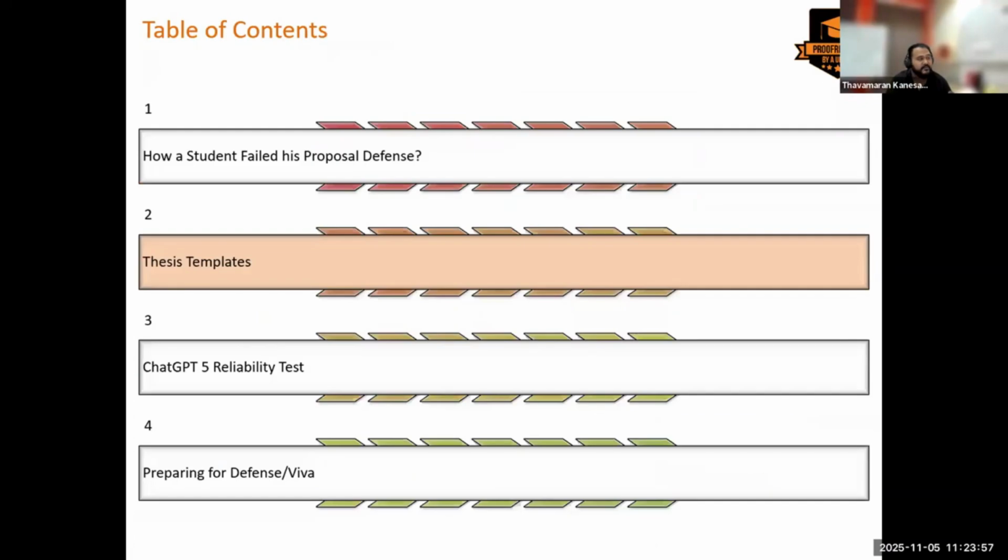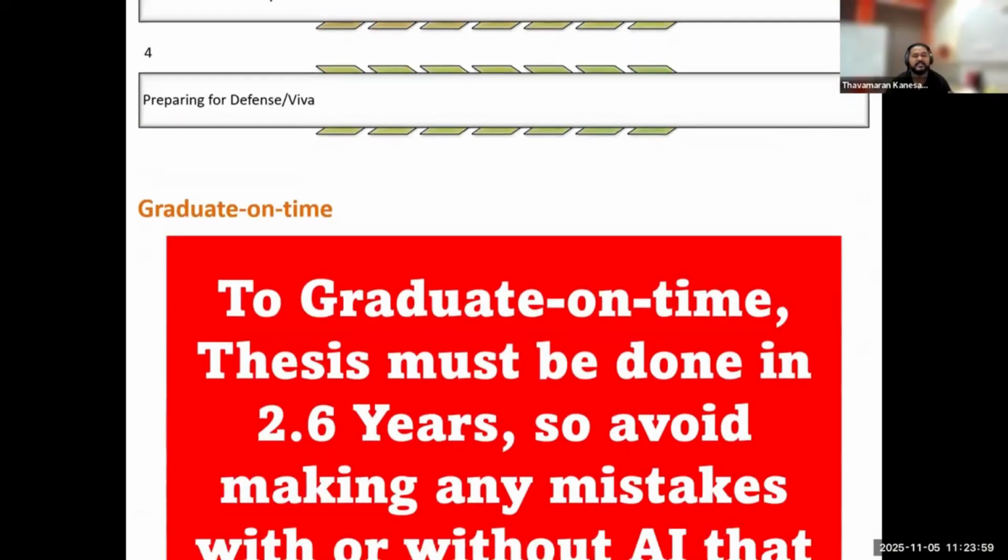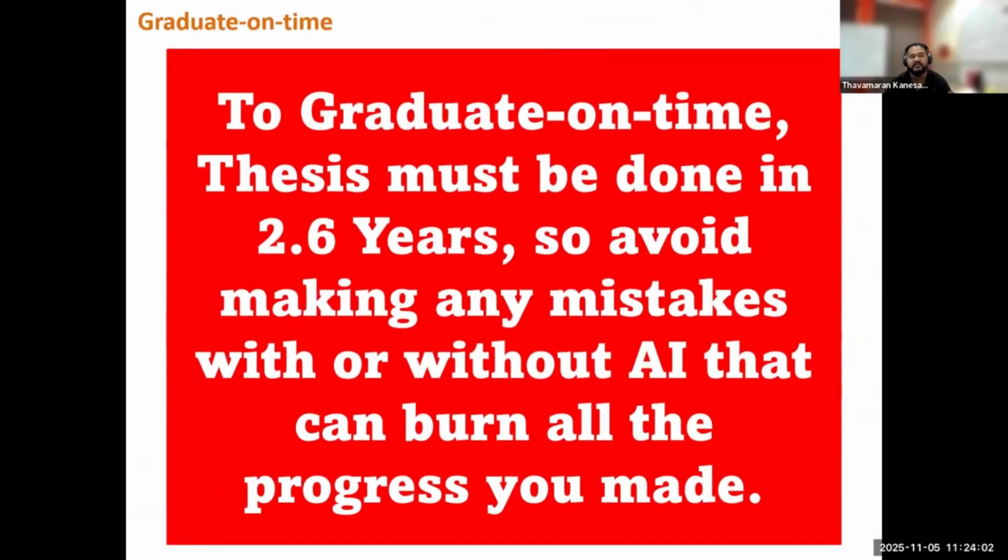All right. Next thing is thesis templates. I think we have taken significant time just to explain that. Let's try to speed up on this. So, to graduate on time, thesis must be done in 2.6 years. If you want to graduate on time, it must be done in 2.6 years, because then you need time to appoint examiners, prepare, go to Viva, make corrections, hard binding, all those things. So, avoid making any mistakes, with or without AI, that can burn all the progress you made.